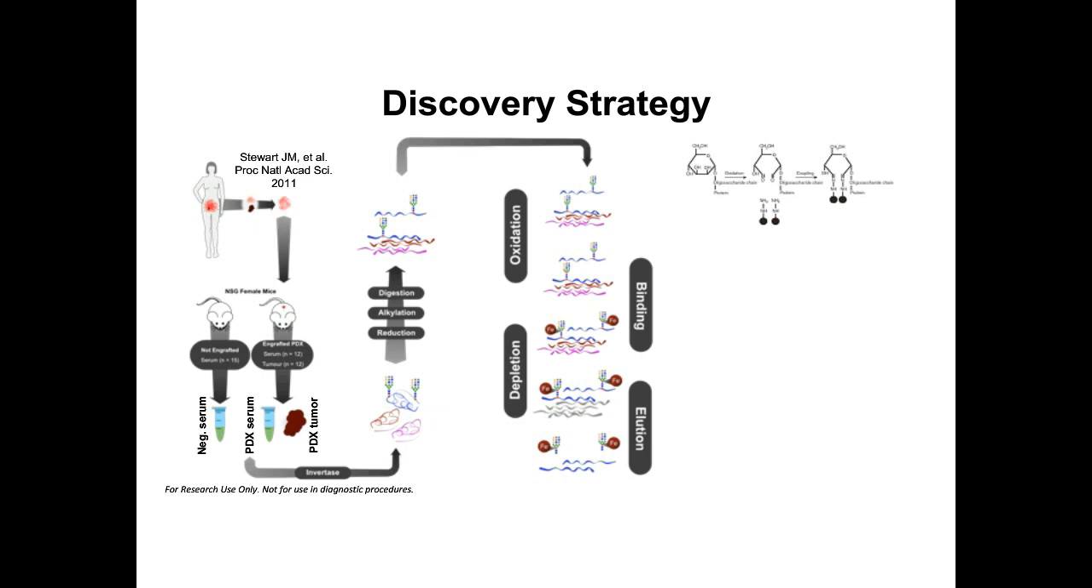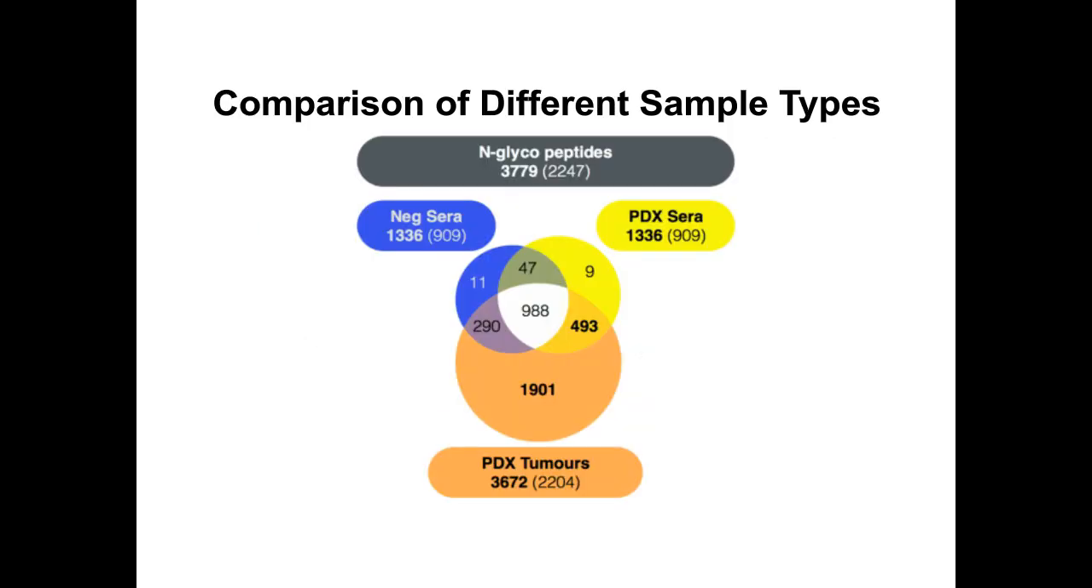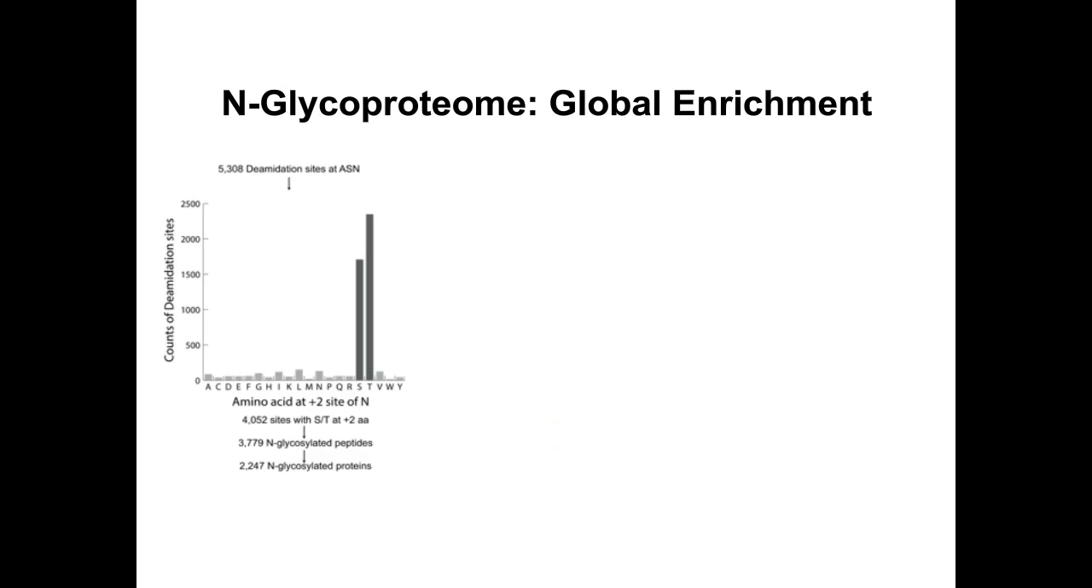Here's a summary of the results. In total, we identified close to 4,000 N-glycopeptides that map to just over 2,000 gene products. And in that Venn diagram, you can see how these different samples compare to each other. Here's a bit of a global overview of the glycoproteome that we identified as part of this study. In total, there were 5,300 deamidation sites detected in our shotgun proteomics data, of which about 75%, or 4,050, contained a serine or threonine in the +2 site to the asparagine. The consensus sequence for N-glycosylation is asparagine, followed by any amino acid but proline, followed by a serine or threonine. So that suggests that about 75% of our peptides were formerly N-glycosylated.